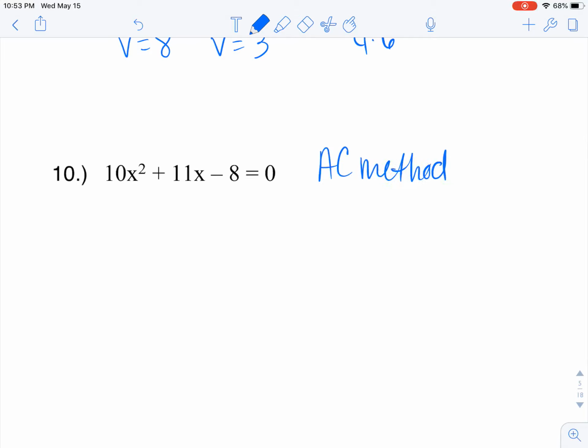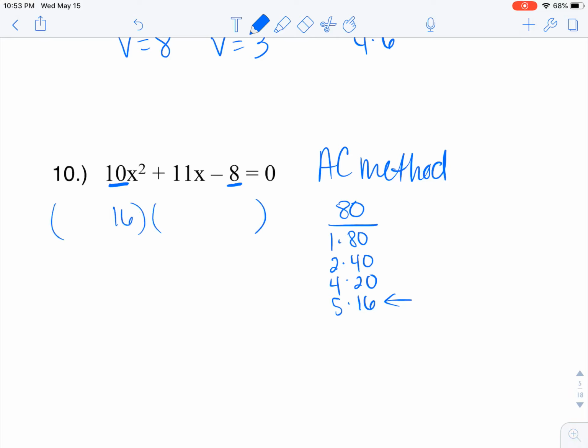All right, so I'm going to multiply A times C, and that gives me 80. So I'm looking for factors of 80 that subtract to give me 11. So 1 times 80, 2 times 40, 4 times 20, 5 times 16. There it is. 2 sets of parentheses. Bigger number always goes first. First sign is going to come straight down. The second sign is minus. So that means that the 2 signs of my parentheses have to be opposite. So that needs to be minus.